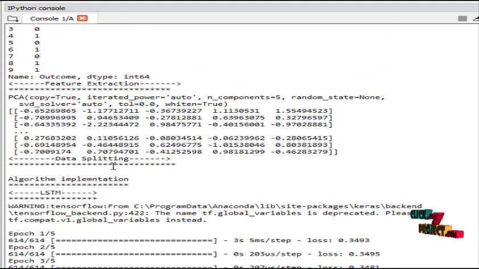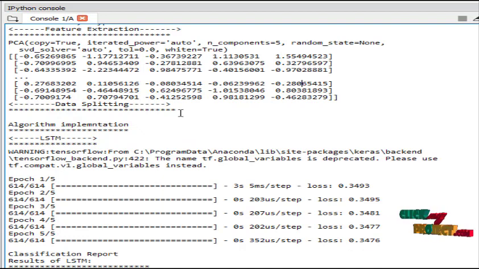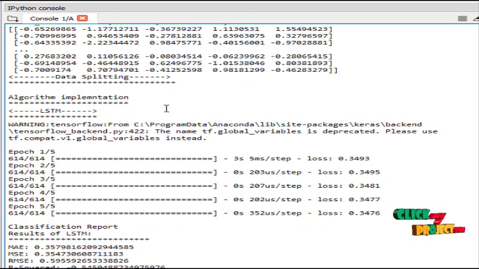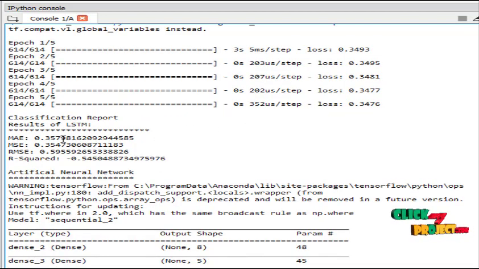Next, feature extraction. Feature extraction is extracting the features from our data set. We have only a 5 column data set, so we use the PCA algorithm to extract only 5 features of our data. Next, data splitting. Data is split into training and testing data. Next, algorithm implementation. LSTM, long short term memory. Epoch is how many times it is trained to give the result. This is our loss value.